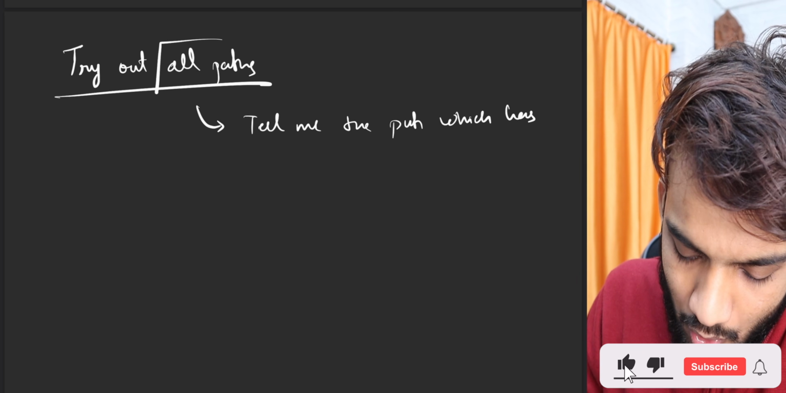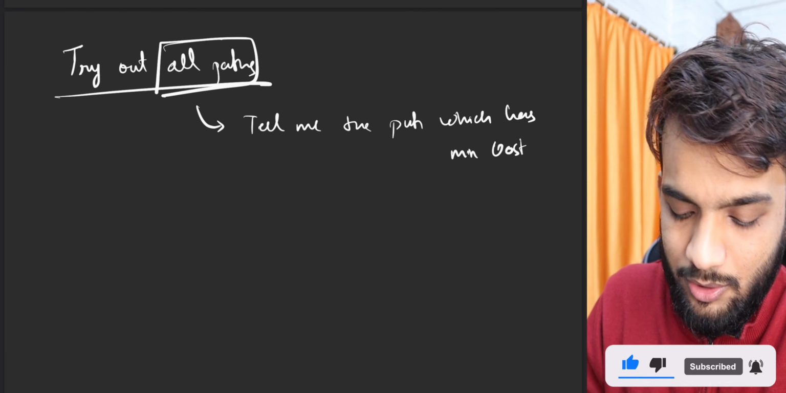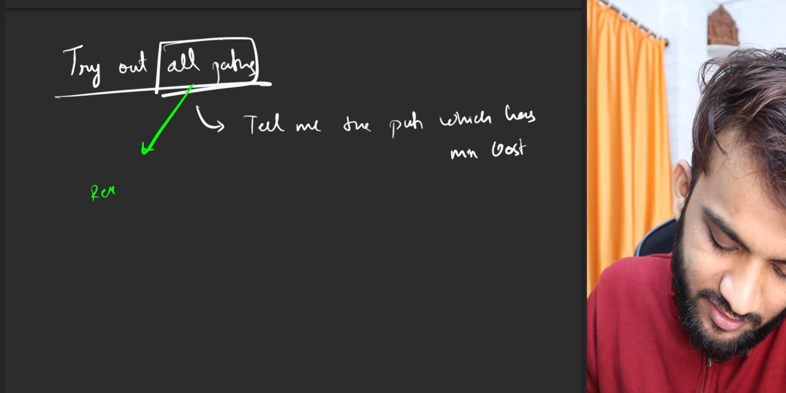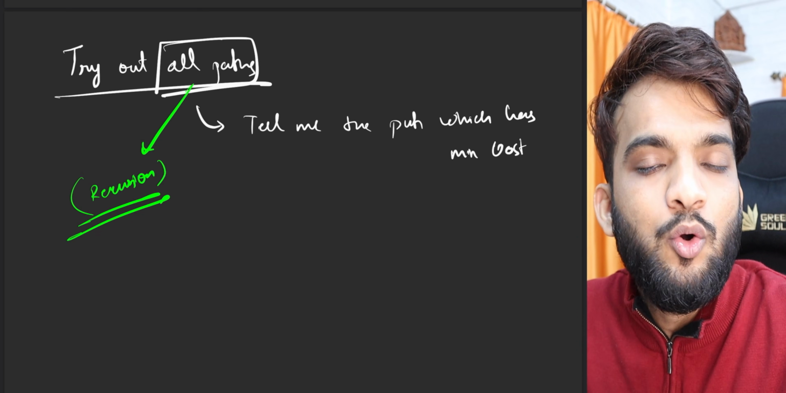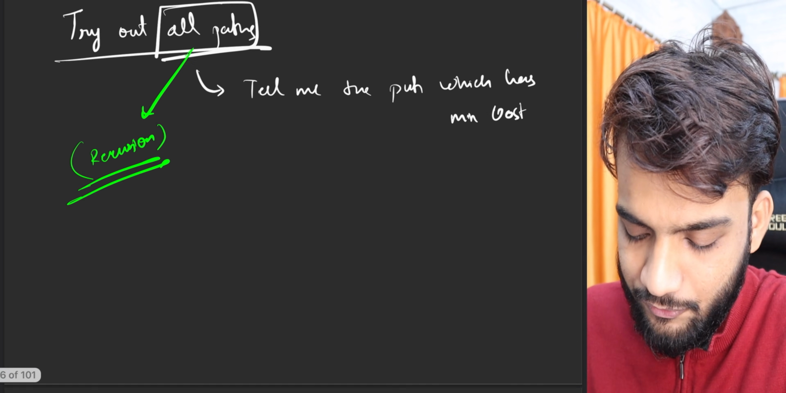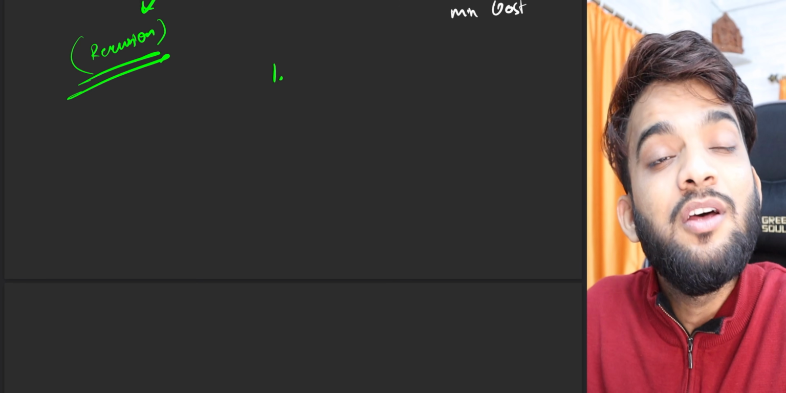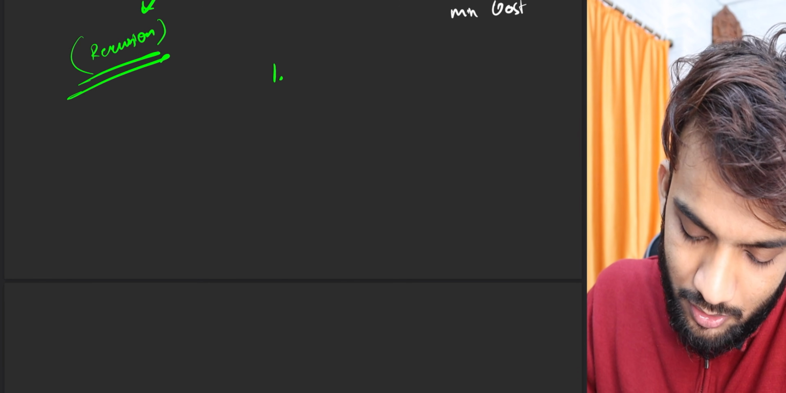So whenever I say all paths, what does that signify? What algorithm says that? That definitely says recursion, because recursion is something that tries out all possible paths. Correct? So what are the rules of writing recurrence relationships? Three rules that I've taught you. What are the three rules? The three rules are very simple.